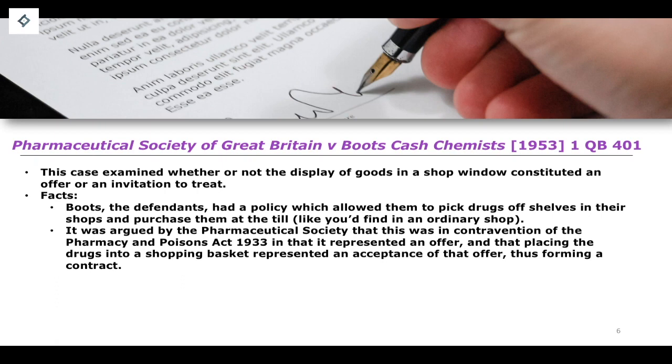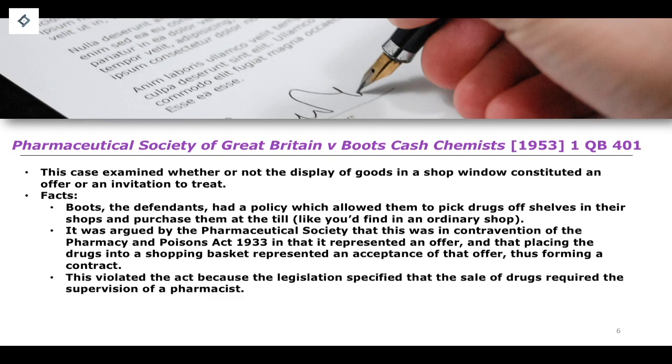Now, the issue with this was that the Pharmaceutical Society of Great Britain argued that this was actually in contravention of a particular piece of legislation, specifically the Pharmacy and Poisons Act of 1933, in that it represented an offer. They were trying to make the argument that the displaying of the items on the shelves in the shops represented an offer, and then the action of the individuals grabbing those items and putting them into a basket represented the acceptance of that offer, and therefore a contract was formed through that particular process.